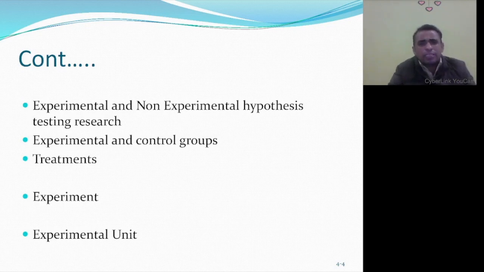So next one is a very important term, that is the experimental unit. The predetermined plots or blocks where different treatments are used are known as experimental units, and such units must be selected very carefully. So these are some basic terms we use in research design.